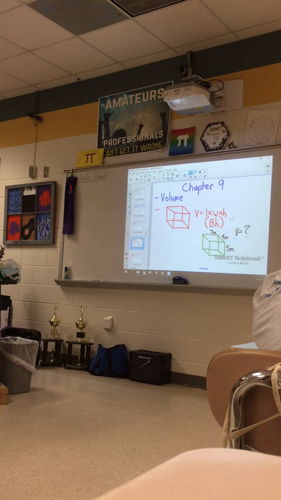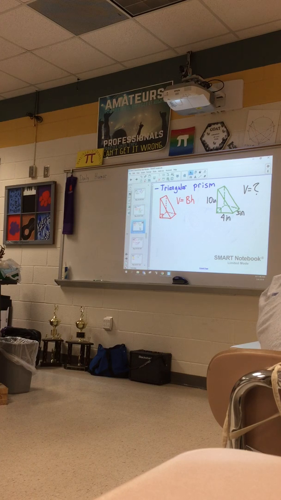Chapter 9, volume. Not a whole lot to say about volume. The formulas will be on the formula sheet here. So volume is base times height. Alright, so the volume of this triangular prism would be the base times height, but this is a triangular pyramid. So what's the easiest thing to do on this one? Yeah, I just do, the area of a triangle is 1/2 base times height, so the volume would just be 1/2 base times height times the length. So I would just do 3 times 4 times 10 and just divide by 2. It's just half of a rectangular prism.